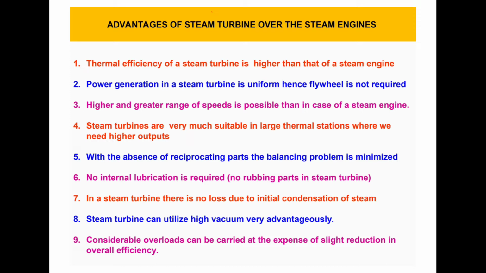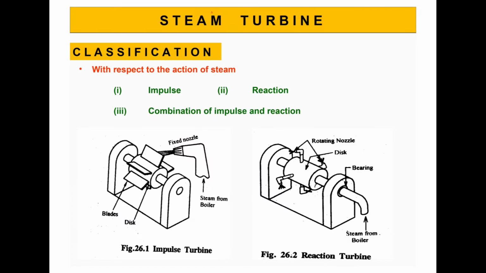No internal lubrication is required. No rubbing parts in a steam turbine. In a steam turbine, there is no loss due to initial condensation of steam. A steam turbine can utilize high vacuum very advantageously. Considerable overload can be carried at the expense of a slight reduction in overall efficiency.